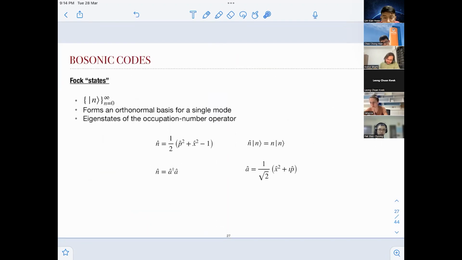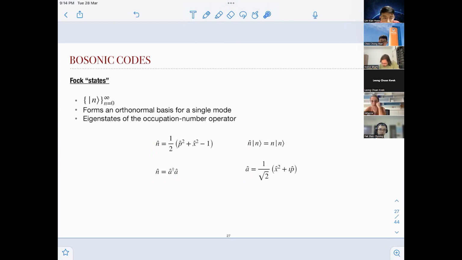Another notion is Fock states. This forms an orthonormal basis for a single mode again, and they are the eigenstates of the occupation number operator. You can use the position operator and momentum operator to form this number operator. When the number operator acts on a Fock state, it counts how many photons, the single mode excitations, are there. And N cap you can write as A cap dagger A cap.